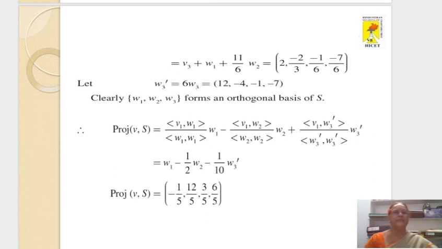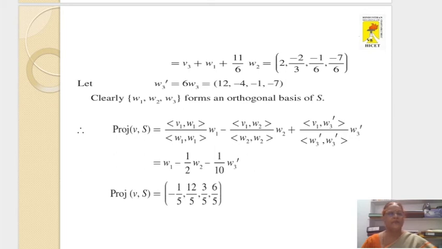V3 plus W1 plus 11 by 6 W2. We will get in the corresponding places, let us substitute all the values. We will get 2, minus 2 by 3, minus 1 by 6, minus 7 by 6. Now, let us find out a new W3 value, which is W3 dash. You multiply by 6 to avoid that denominator. So when you multiply by 6, we will get 12, minus 4, minus 1 and minus 7. Clearly, W1, W2, W3 dash form an orthogonal basis of S.